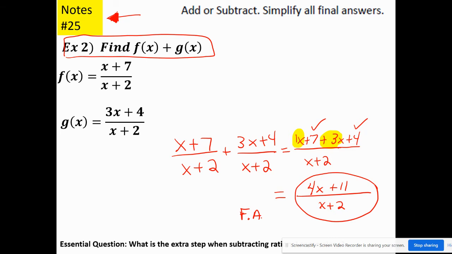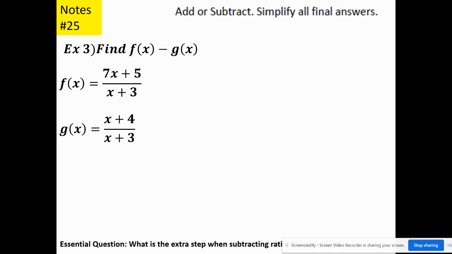Now the add ones are easy. I bet on the next one I'm going to do a subtract. It's a little more challenging. Hit pause if you need a minute. So on the next one, I want you to write down example 3, f of x minus g of x. Write that down. And then we're going to actually do the work.